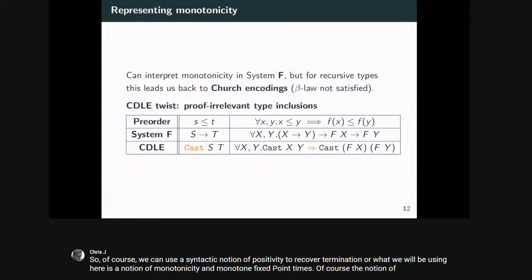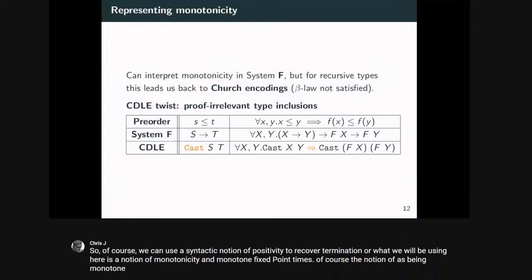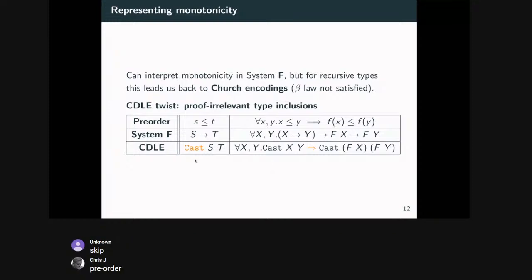That is indeed a more general statement of the problem of the inefficient predecessor for Church numerals. So the CDLE twist is going to be to choose a different interpretation. For the ordering operation, we are going to use a notion of type inclusion, here written cast S T, which we interpret as saying that every term of type S also has type T. For the notion of monotonicity, we are going to have a listing of type inclusions over the type scheme F, but it's going to be done in a proof-irrelevant fashion.